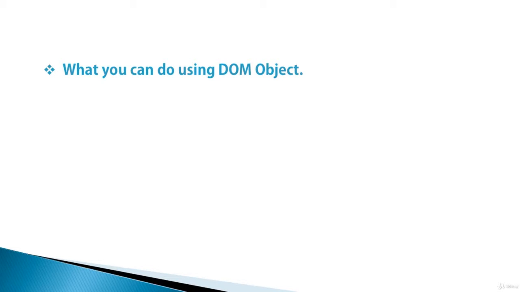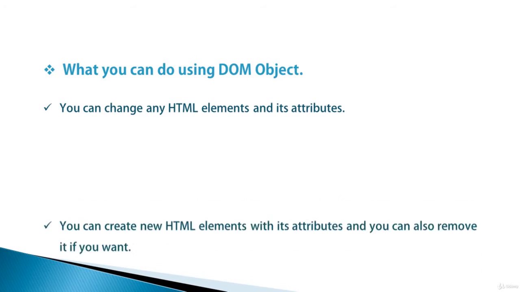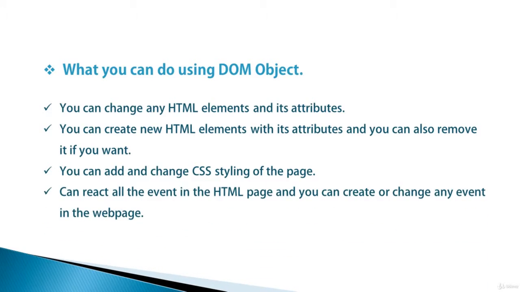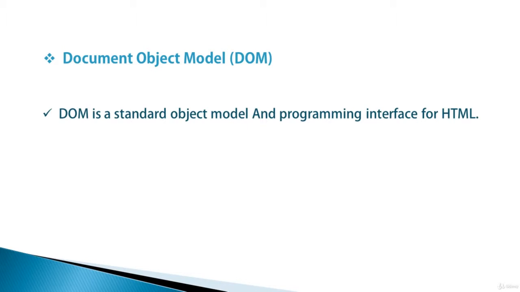Then what can you do with the DOM object? Using the DOM object, you can change any HTML elements and their attributes. You can create new HTML elements with their attributes, and also remove them if you want. You can add and change the CSS styling of the page. The DOM object can react to all the events in the HTML page, and you can create or change any event in the web page. So DOM is a standard object model and programming interface for HTML.